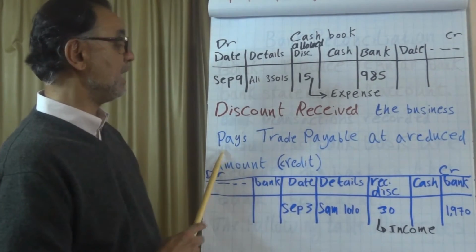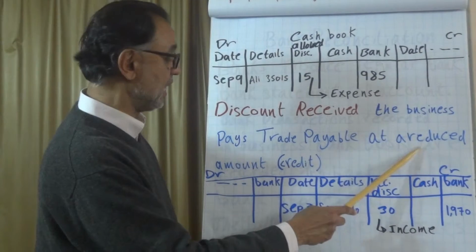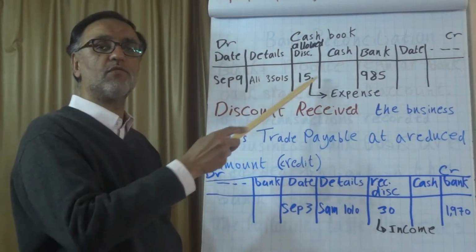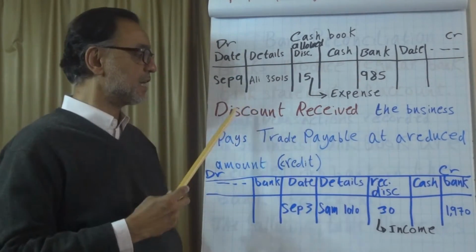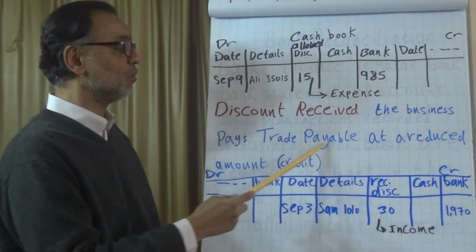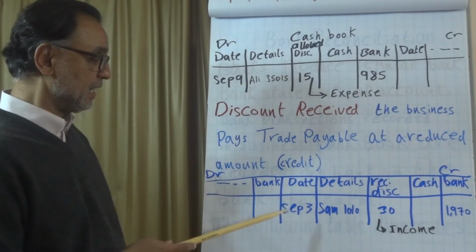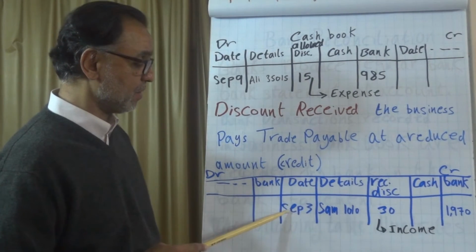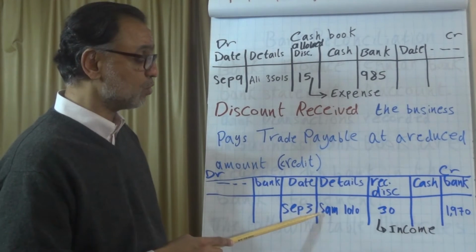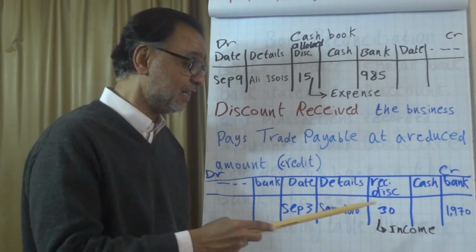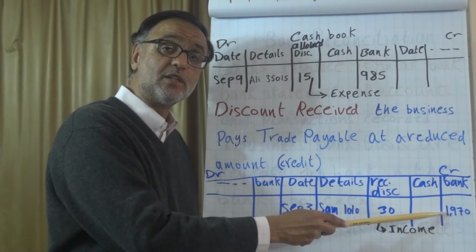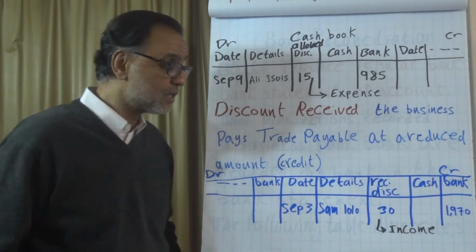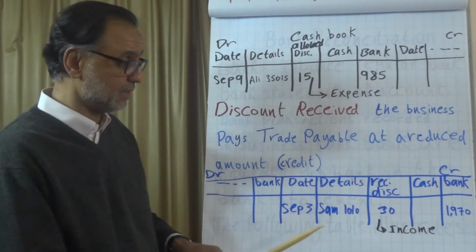the business pays trade payable at a reduced amount. So the discount allowed is the reduction of the payment of a credit customer. Discount received, the business pays trade payable at a reduced amount. Here we are paying, this is the credit side of the account. We have September 3rd, and we are paying Sam, which is account 1010, and we pay him 1,970 instead of 2,000 because we received $30 as income, as a received discount.